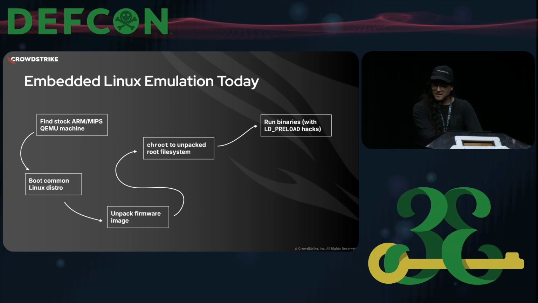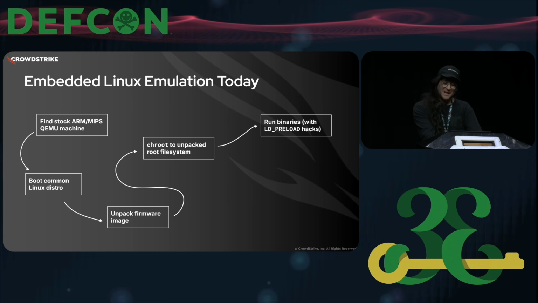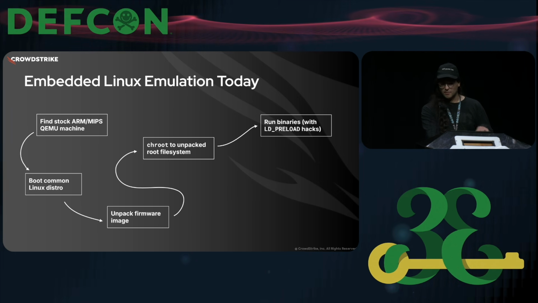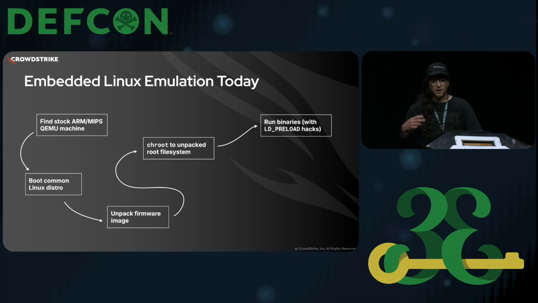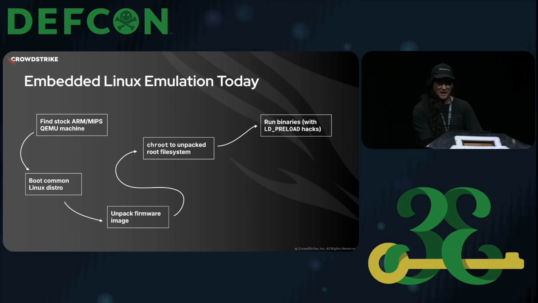At the moment, most embedded Linux emulation works in userspace. A lot of the emulation approaches take a stock ARM or MIPS QEMU machine, boot into a normal distro, unpack the firmware into that guest, chroot into it, and then run binaries with an LD preload to paper over incompatibilities in it. This approach works pretty well if you're looking at a specific binary on a specific device. There are some cases where it gets pretty tricky, but in a lot of cases it's totally fine to do.